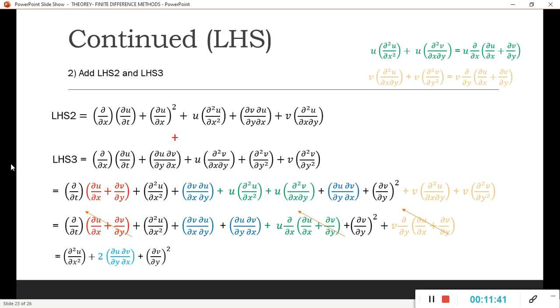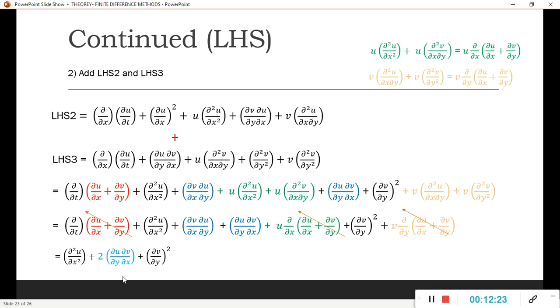And therefore we end up with this equation, dou squared u by dou x squared, plus these two terms are similar to each other, so they can be combined together and multiplied by a 2, and we are left with dou squared v by dou y squared. Sorry about that. So dou squared u by dou x squared plus 2 times this term, and dou squared v by dou y squared.